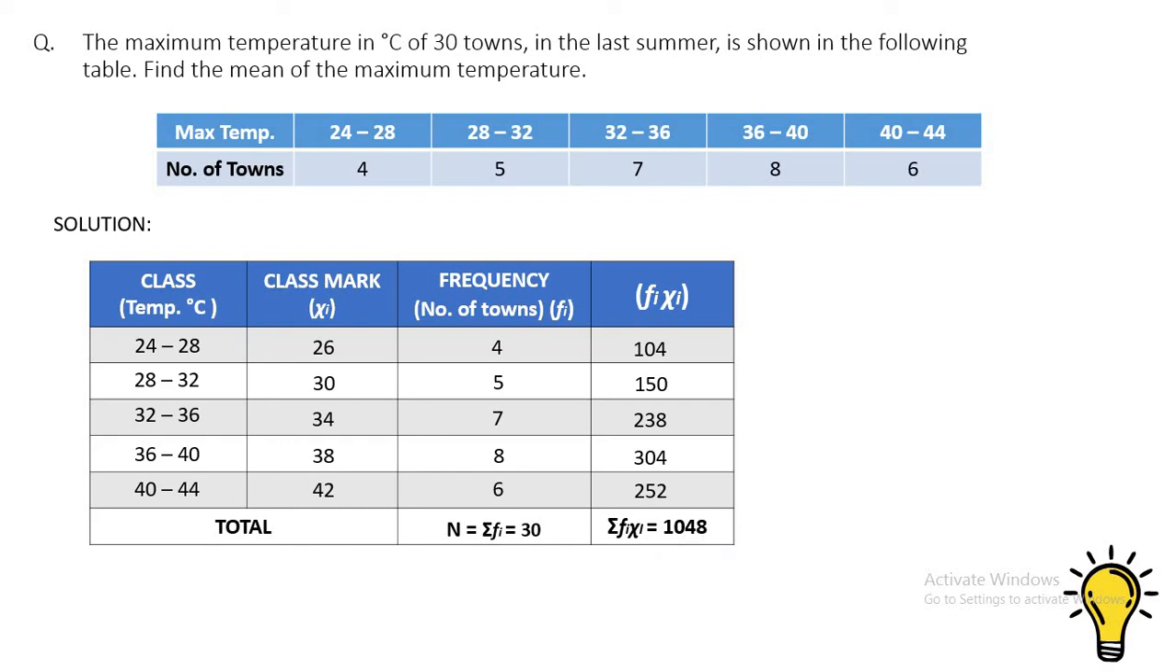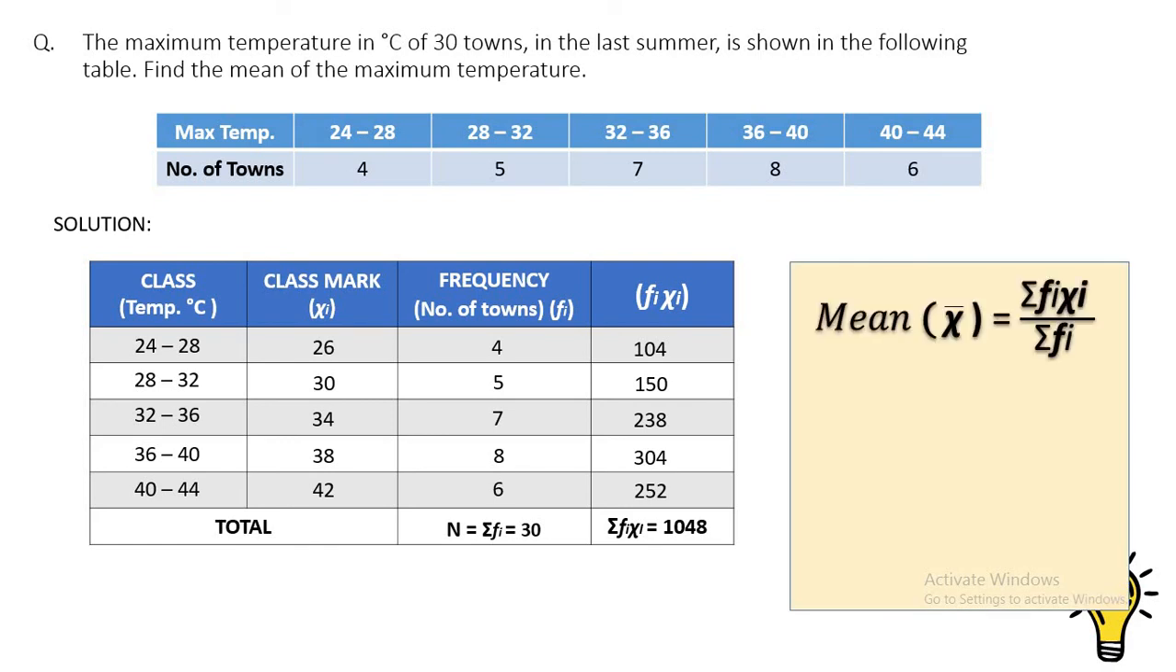Let's go for the last step. You remember the formula? Yes. Let's find out the mean. The mean is denoted by X bar. The formula says that mean is equal to sum of FiXi divided by sum of Fi. We already know the values. Yes, class. What is the value for FiXi? This is 1048. And what is the value for frequency? Sum of all the frequencies, 30. When you divide 1048 by 30, you get the answer as 34.9 degrees Celsius. Don't forget to put the unit over there, class, or your half marks will be reduced.